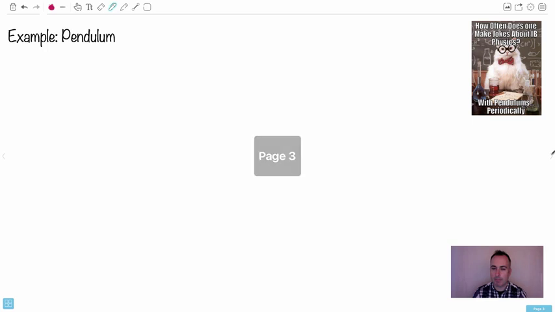I'm going to give you another example. So with the pendulum, I love this one here. So how often does one make jokes about IB physics with pendulums? Periodically, haha. That's actually because I had a video a while back that I did about a cat, and you could actually hold the cat up and make the cat be a pendulum. So it's called pendulum cat. You can look it up on YouTube.